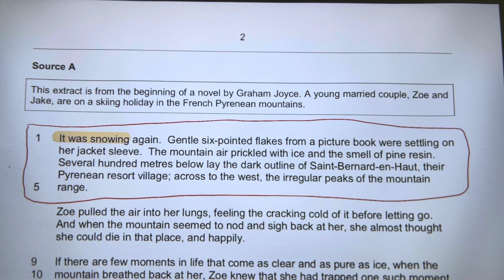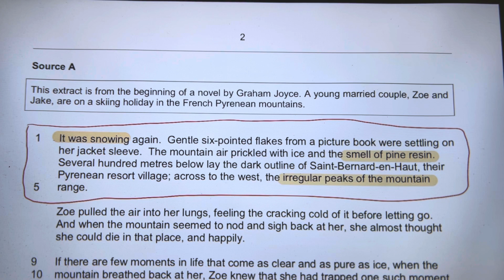The second thing you pick, guys, is that around her there was the smell of pine resin. And then, guys, again, we're not going to zoom in too much, but you could talk about how also around her there were irregular peaks of the mountain. Now, those are 3 staring me straight in the face. It was snowing, there was the smell of pine resin, and around her there were the irregular peaks of the mountain.